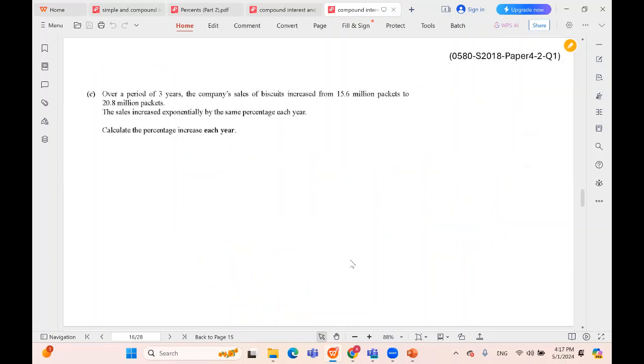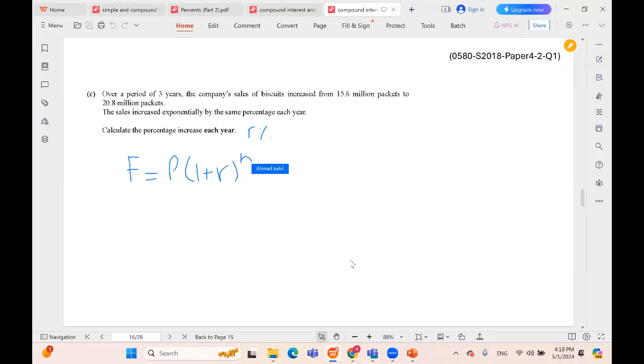Over a period of 3 years, the company's sales of biscuits increased from 15.6 million packets to 20.8 million packets. The sales increased exponentially by the same percentage each year. Calculate the percentage increase each year. So the idea here is that you want the interest rate in a sense. So you have a present value of 15.6 and a future value of 20.8. Let's plug them into the formula.